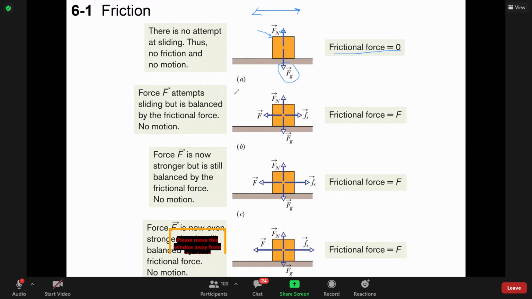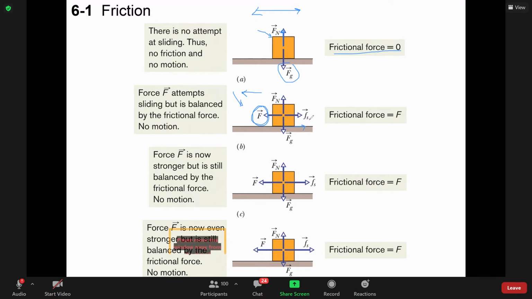Now let's take situation B. In situation B, there is an attempt. You see this force I put a circle on? It's trying to pull the object to the left. So what happens? If the surface is rough between the box, the orange box, and the surface, there will be a force of friction.